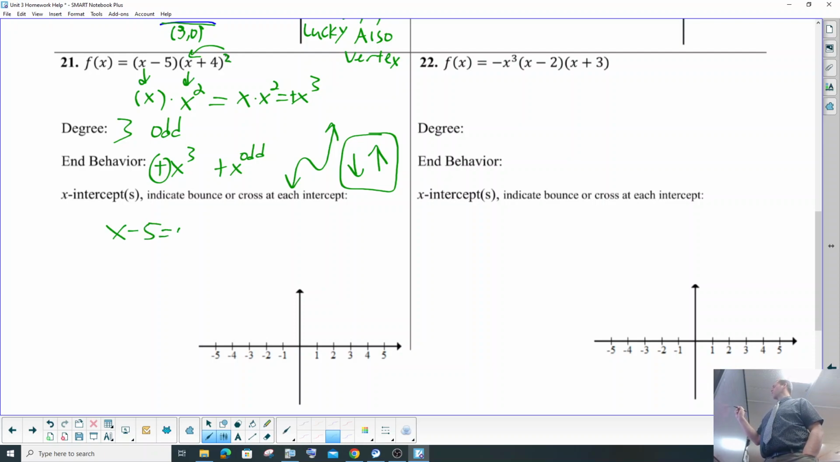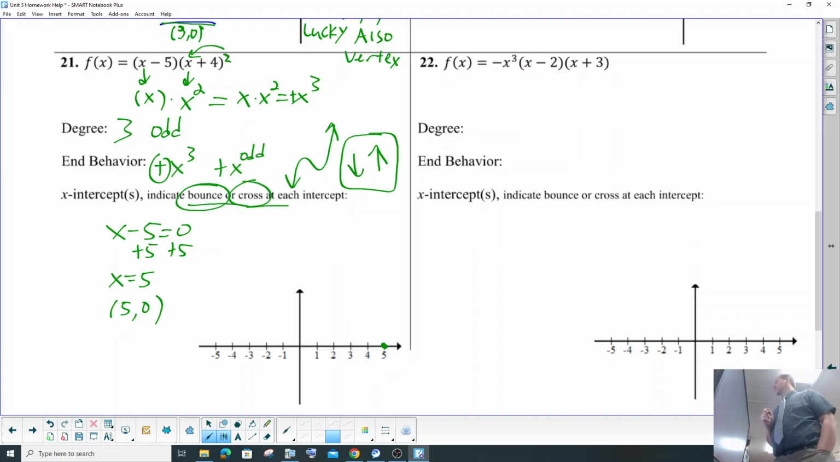Well, we have some x-intercepts going on. So we have x minus 5, and so we set that equal to 0, and we add 5 to the other side. So we get x equals 5. Of course, that's going to be 5, 0 right there. And so the question is, is that a bounce or a cross through?